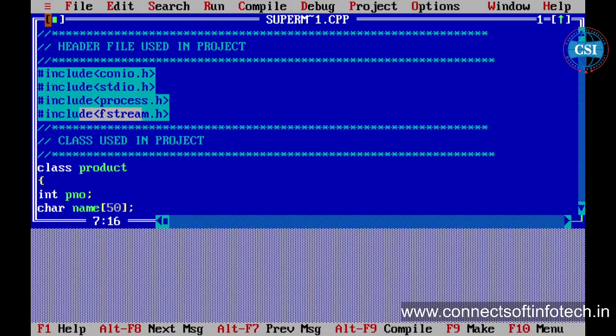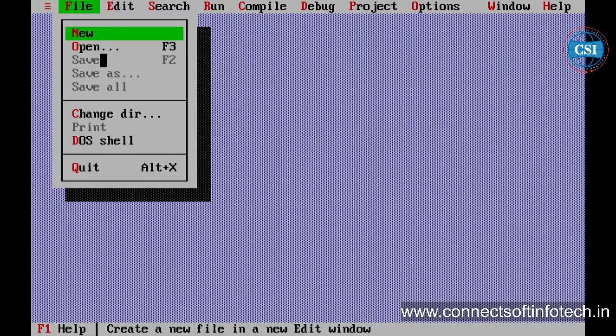So where is the data stored? In RAM. Okay, that is temporary. If you want to store the data in secondary memory, meaning permanently, then use the files concept. Okay, there is no database concept. You need to use the file concept.